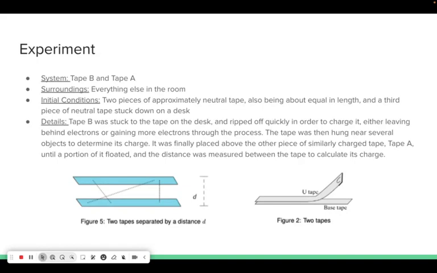The tape was then hung near several objects to determine its charge. It was finally placed above the other piece of similarly charged tape, tape A, until a portion of it floated, and the distance between the tapes was measured to calculate its charge. Beneath all the words I've just read, you can see the figures that display the process for my experiment.